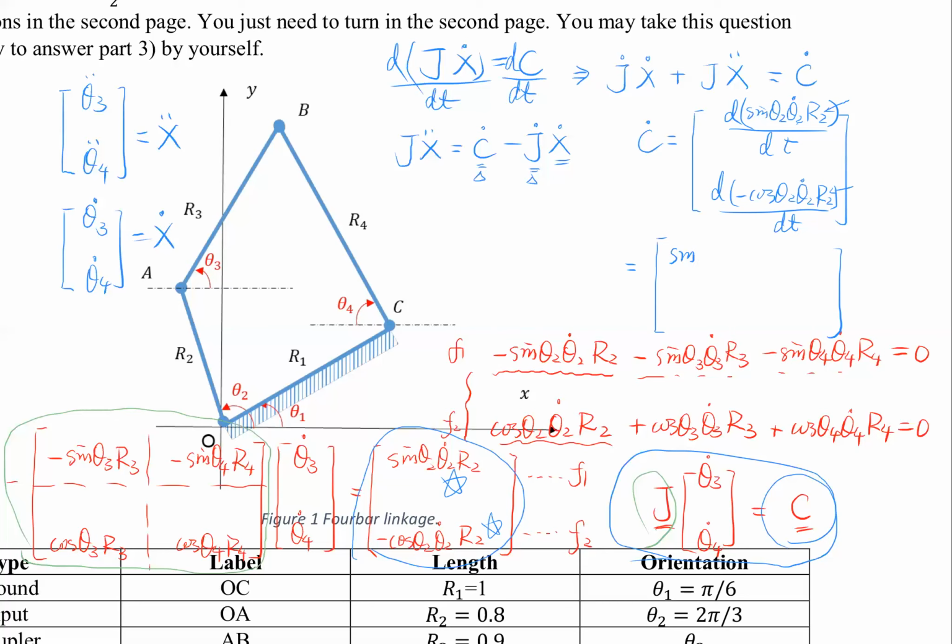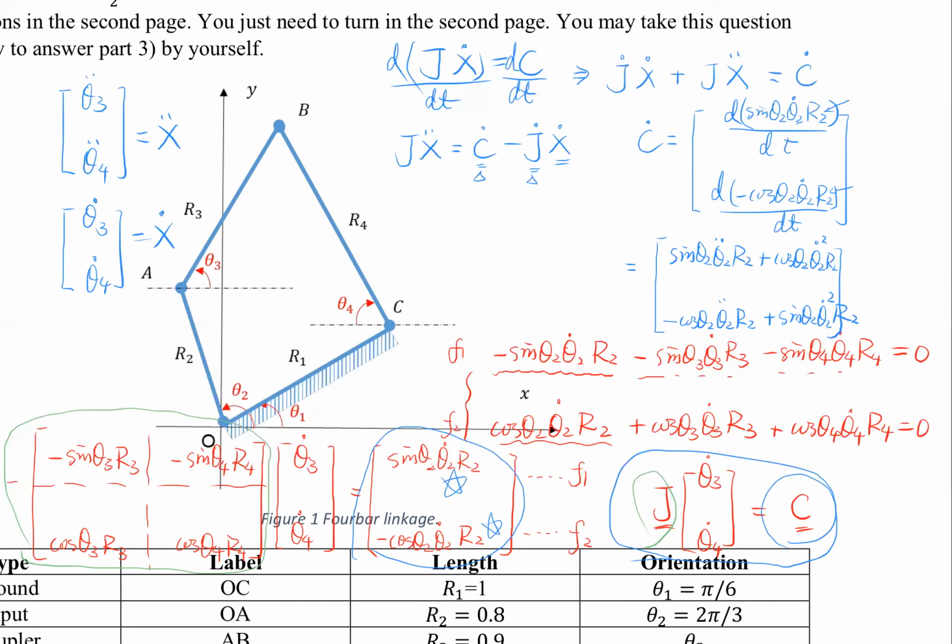You first calculate for theta 2 dot. You have sine theta 2 dot becomes theta 2 double dot, and R2 is a constant. And then the second one is cosine theta 2 dot squared and R2. The first term is from the time derivative of theta 2 dot. The second term is from the time derivative of theta 2. And then you repeat the same thing. You have minus cosine theta 2 double dot R2 plus sine theta 2 dot squared R2. It's just a lot of time derivatives, and you have to be patient.